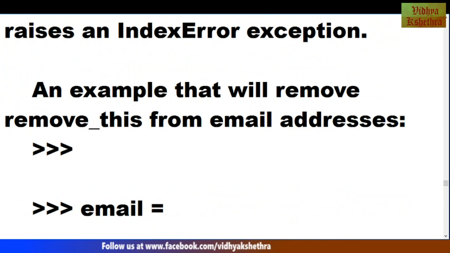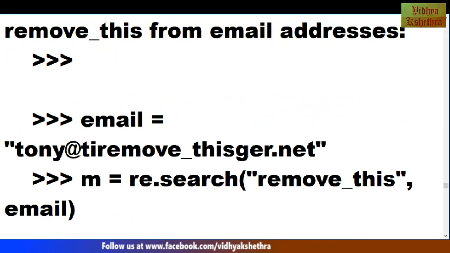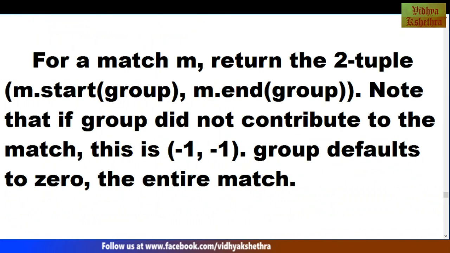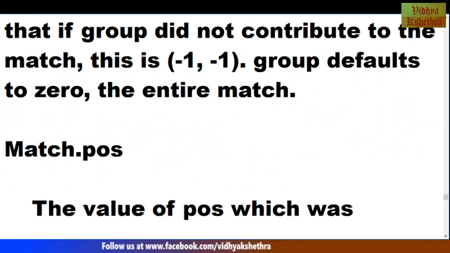An example that will remove _this from email addresses. That is, email = tony@tiremove_this.net, m = re.search(remove_this, email), then email[:m.start()] + email[m.end():] becomes tony@tiger.net. Now match.span(group): for a match m, return the two-tuple (m.start(group), m.end(group)). If the group did not contribute to the match, this is (-1, -1). Group defaults to 0, the entire match.